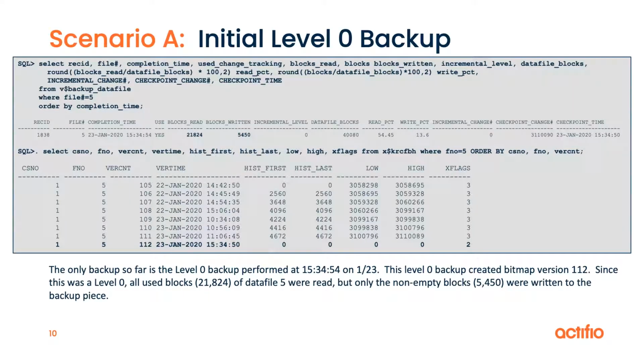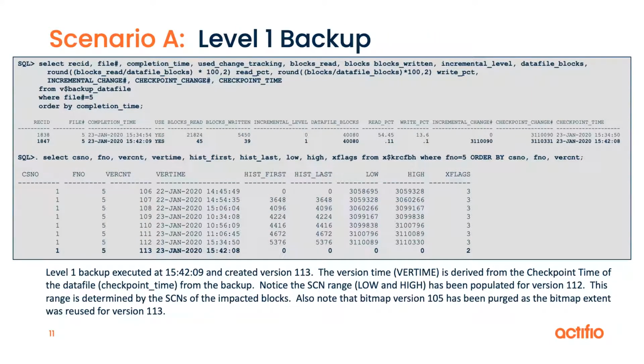Scenario 1, we do our level 0 backup. That was done on January 23rd. You see the record ID of 1838. RMAN read 21,824 blocks. You see the incremental level there was 0. So there's about half the blocks, half the data file is used. And then we created version 112. As we look at the $X view at the change block bitmap headers there, we see that in that last bitmap extent that's available, we created version 112.